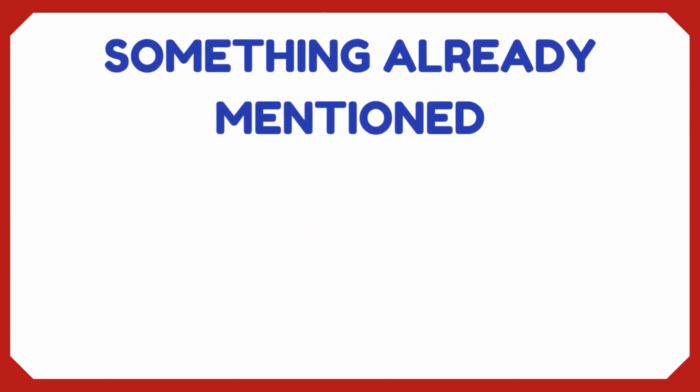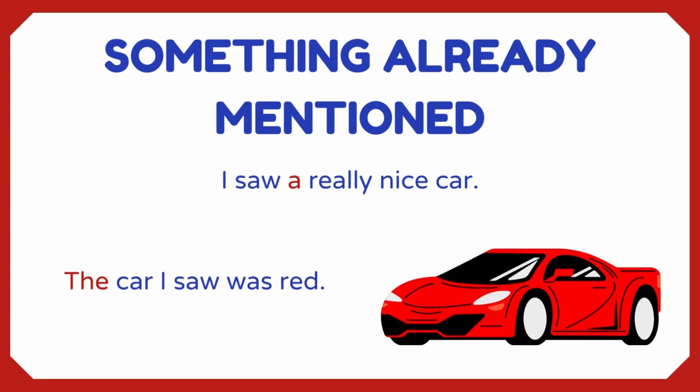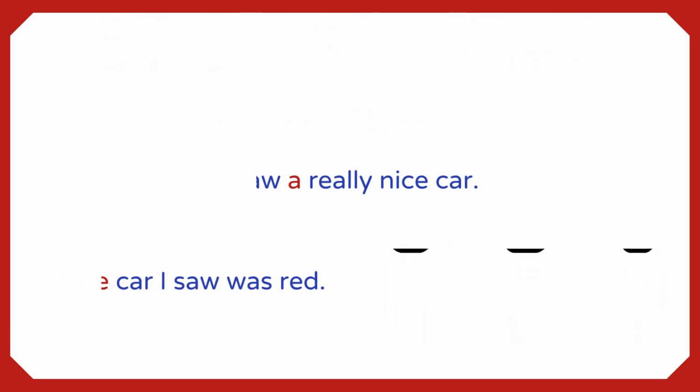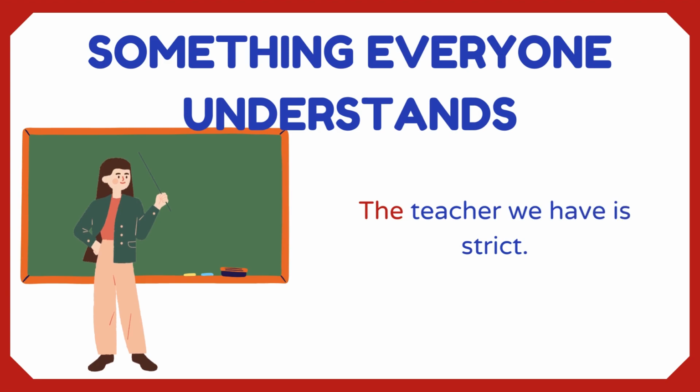We also use the for something that's already been mentioned. Like I said previously, when we are mentioning something for the first time, we use a. I saw a really nice car. Now that that thing or person has been mentioned, we can use the. The car I saw was red. We use the to talk about something that everyone we are talking to would understand. For example, the teacher we have is strict.